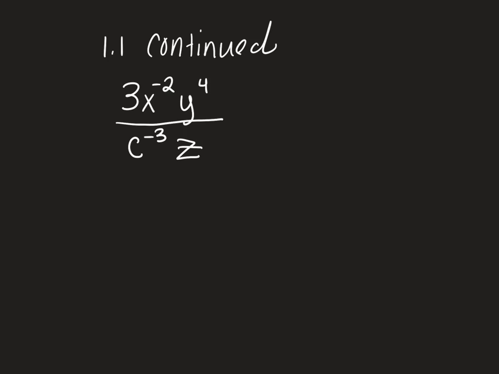So anything that has a positive exponent is going to stay where it is, because that's fine. It's a positive exponent. It doesn't need to go anywhere. Y to the 4th has a positive exponent, and our z does. So those are just going to stay where they are. But things that have negative exponents, so our x to the negative 2 and c to the negative 3, to make those positive, you're going to move them to the other side of the fraction. So the c is going to go up, and the x is going to come down.